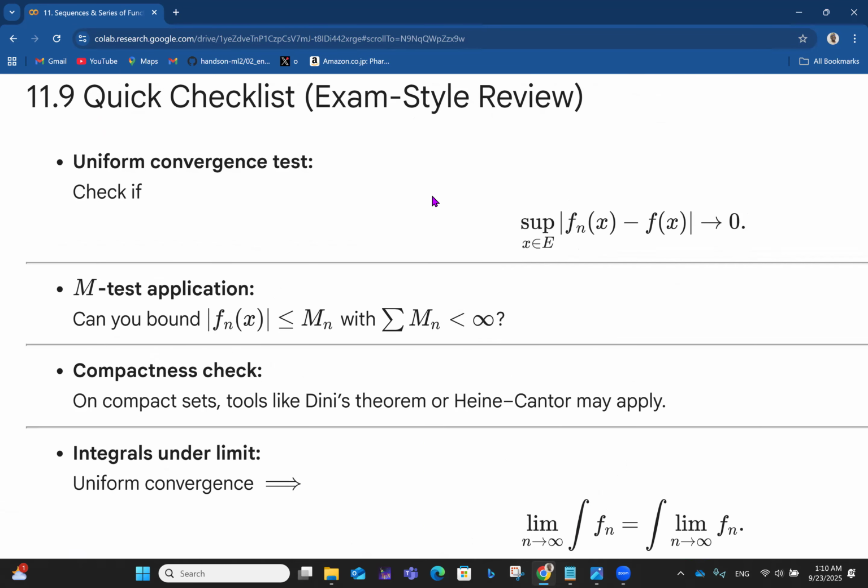So you have the uniform convergence test. For the uniform convergence test now, we want to check if the supremum over x belonging to the set E of the absolute value of fn of x minus f of x approaches 0. That's what to check for uniform convergence. Then for M-test application, can you bound the function fn of x? Is it possible to have a bound on it, less than or equal to Mn, with the summation of Mn less than infinity? That's what you want to check for M-test application. For compactness check, on a compact set, tools like Dini's theorem or Heine-Cantor may apply.